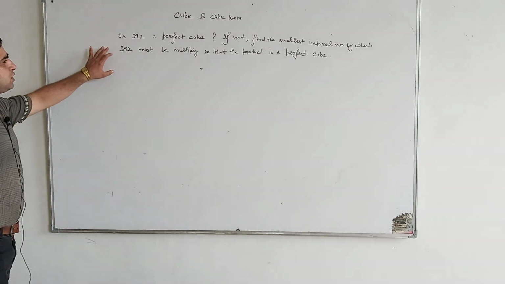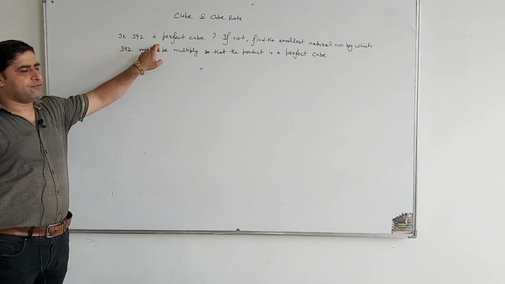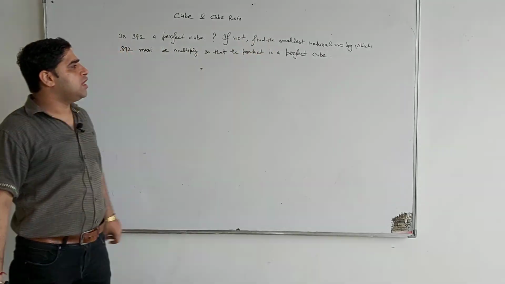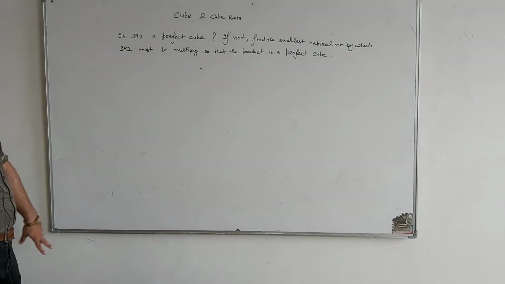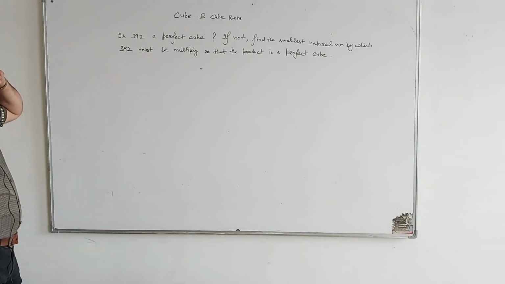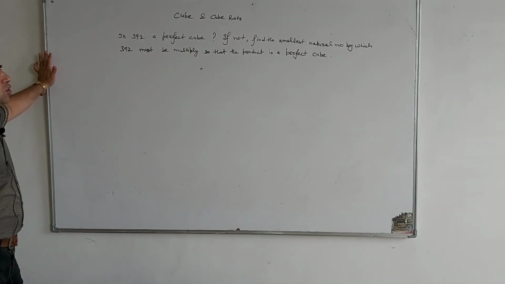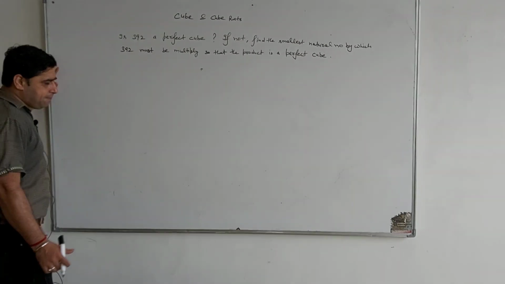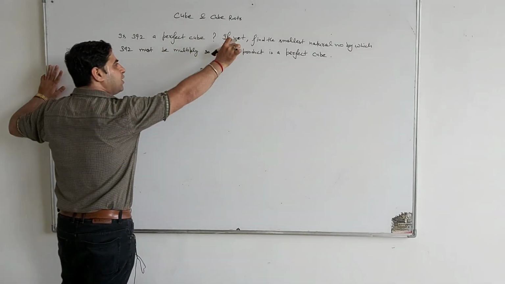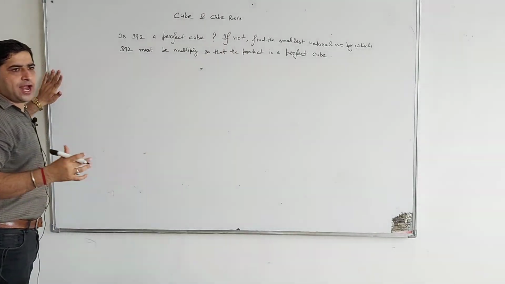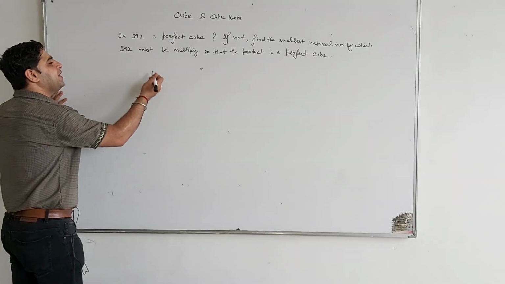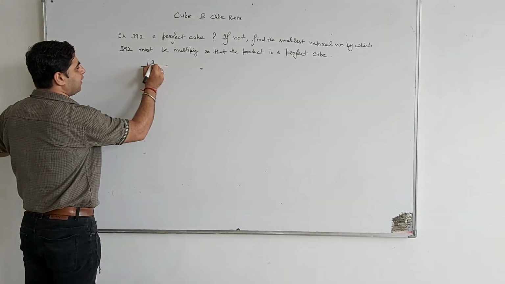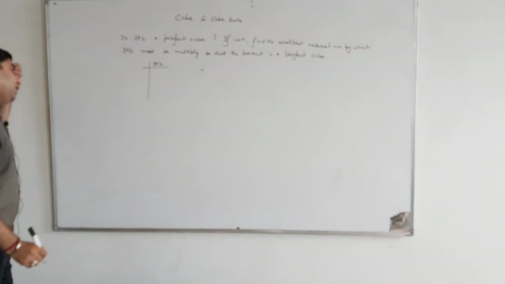This is the question. Is 392 a perfect cube? If not, find the smallest natural number by which 392 must be multiplied so that the product is a perfect cube. Firstly, you have to find out whether it is a perfect cube or not. Although it is given, we have to find it by the prime factorization method. So, using the prime factorization method for 392.